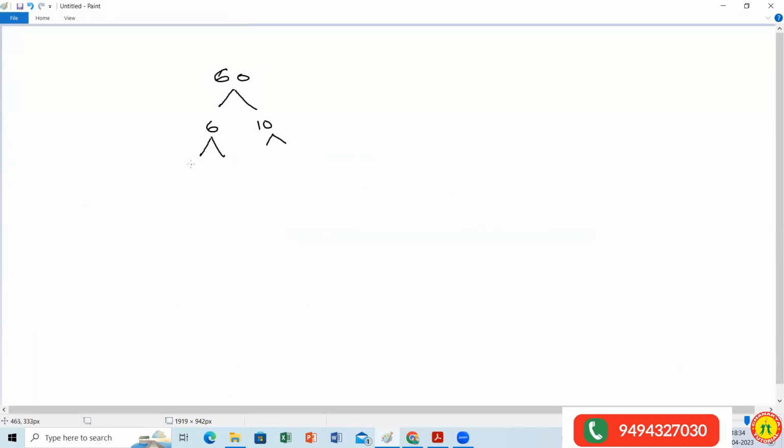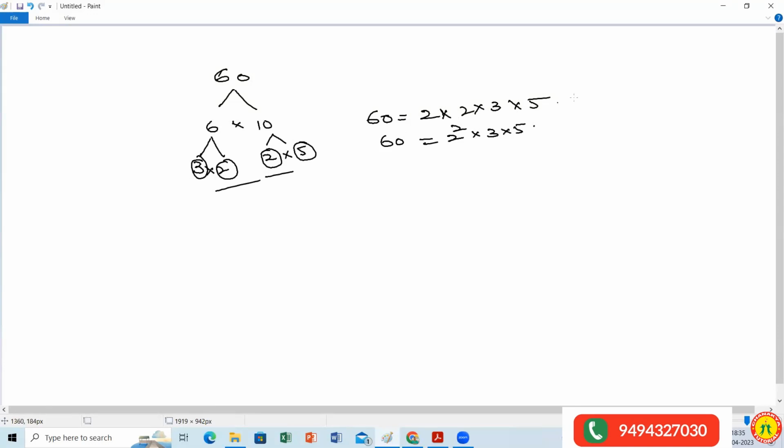So 6 can be expressed as 2 and 3, or 3 and 2, anything works. 3 is a prime number, so make a circle. 2 is also a prime number, so circle it. Now 10 is further expressed as 2 into 5, since 2 5s are 10, where 2 and 5 are prime numbers. Now 60 is a product of primes: 2 repeated two times, 3 one time, 5 one time. You can express it this way, or in power notation: 2 square, 3, 5.